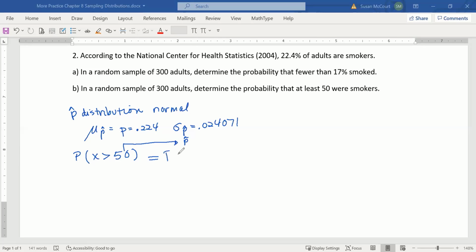So we're going to do the probability x is greater than 50 divided by the sample size of 300. Then that's going to be the probability that p hat is greater than 0.16666, and I'll round to 0.167. 0.167 looks much better than 0.224. Does that make sense?